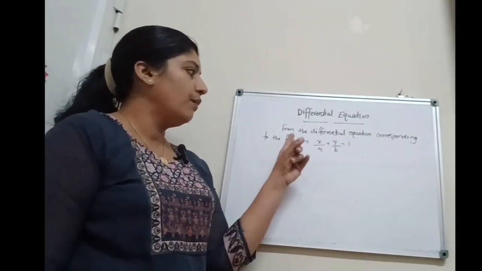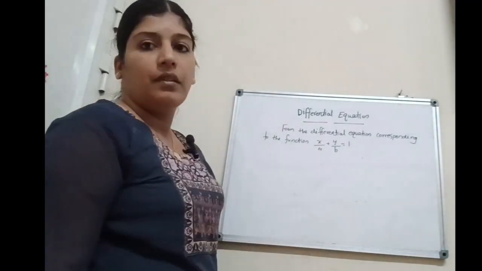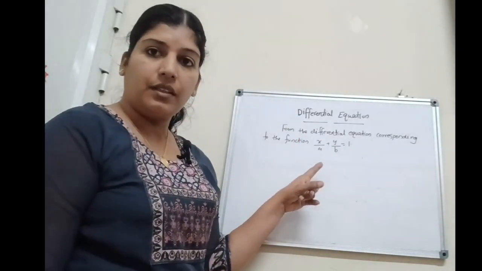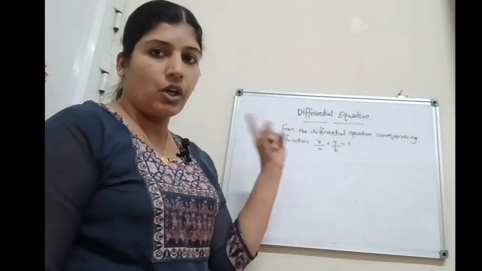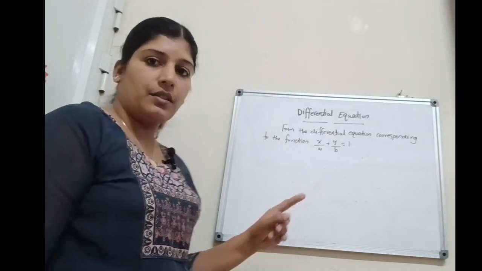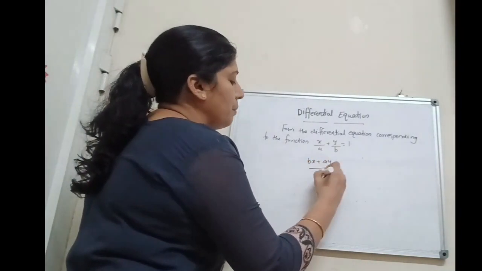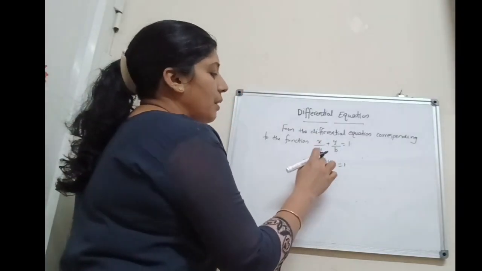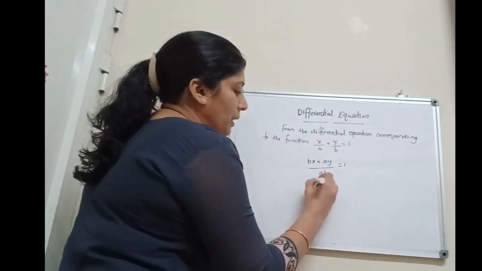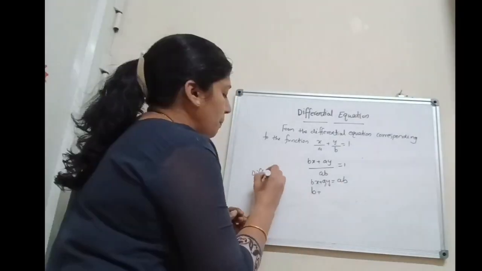Next, consider the question. Form the differential equation corresponding to the function x by a plus y by b equal to 1. Now here, first we have to consider how many arbitrary constants are in this general solution. It is a general solution because it has arbitrary constants. Here, two arbitrary constants. Therefore, we have to differentiate it 2 times. Therefore, first cross multiplying, that is bx plus ay divided by ab equal to 1. This can also be written as bx plus ay equal to ab. Next, we have to differentiate this with respect to x.